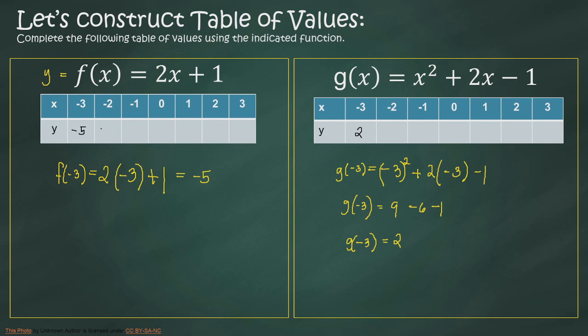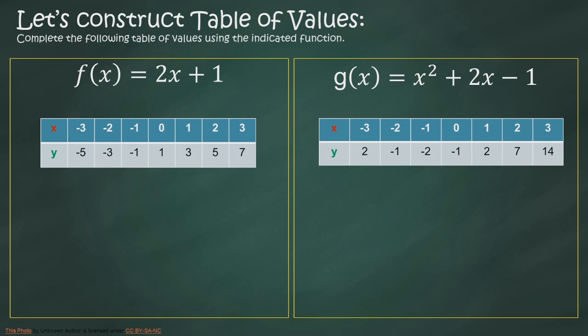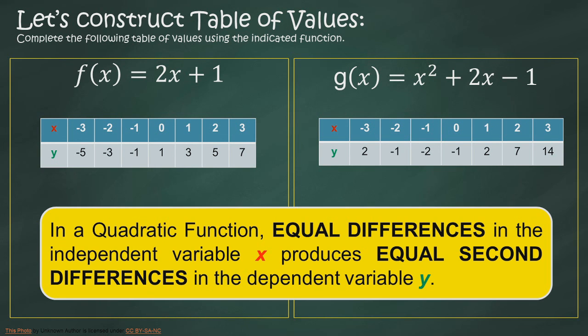So if you wish, you can pause this video and continue solving for the values of y on your own. So this is now the complete table of values if we continue to solve for the y values. So it is said that in a quadratic function, equal differences in the independent variable x. Okay, so ibig sabihin, yung differences ng mga variable x natin, yung ginawa natin kanina, okay, which is 1, so on, produces equal second differences in the dependent variable. That is for the quadratic function.